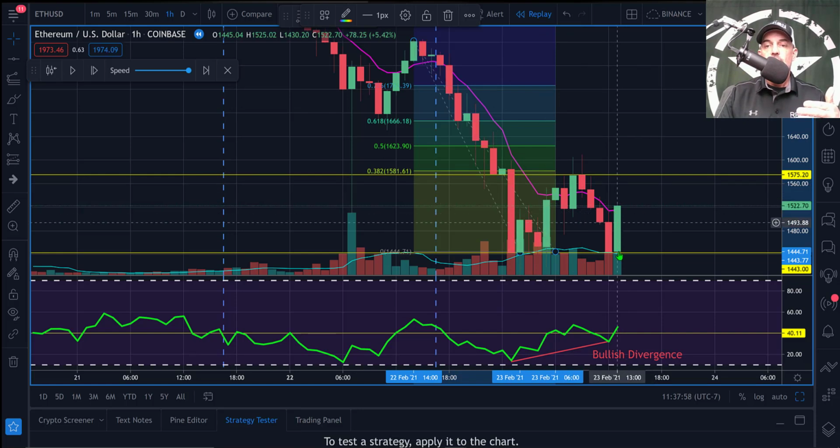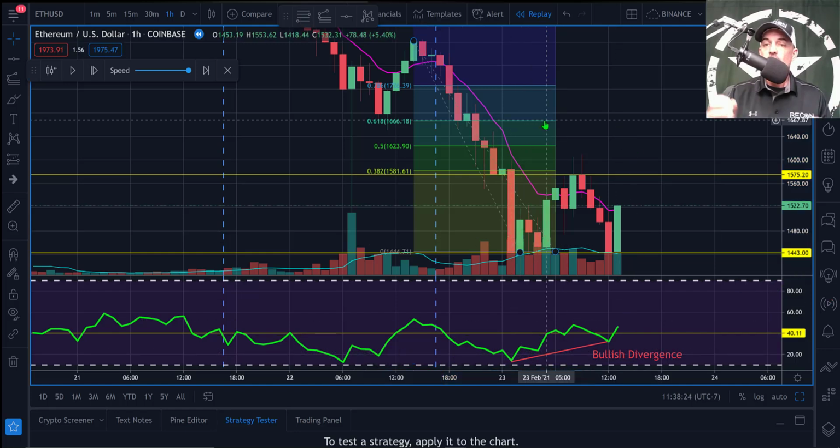We get the large reversal candle that closes above the 9 EMA. RSI above 40, RSI bullish divergence on the two taps. So again, we have enough confirmation. This is a go, but before it's a go, we got to figure out stop loss and profit targets.